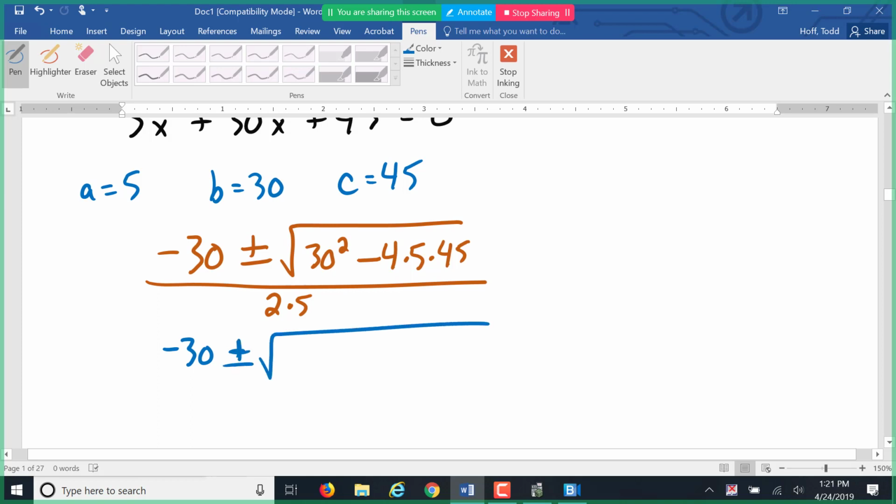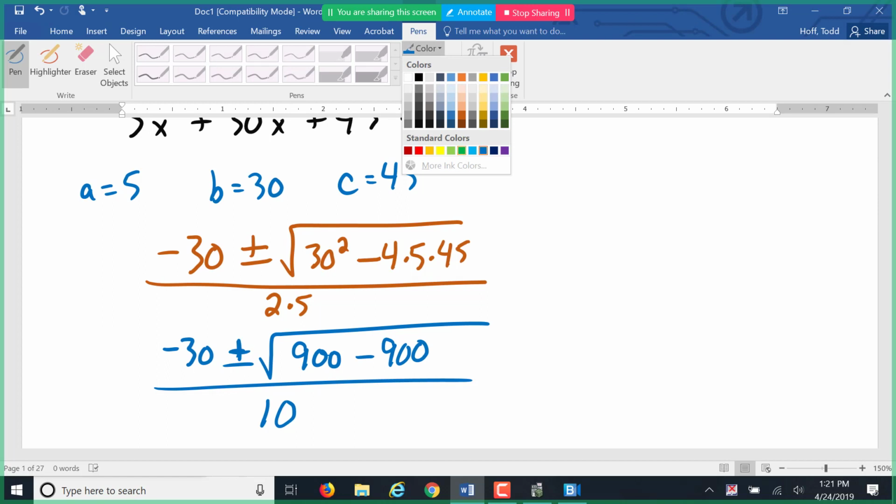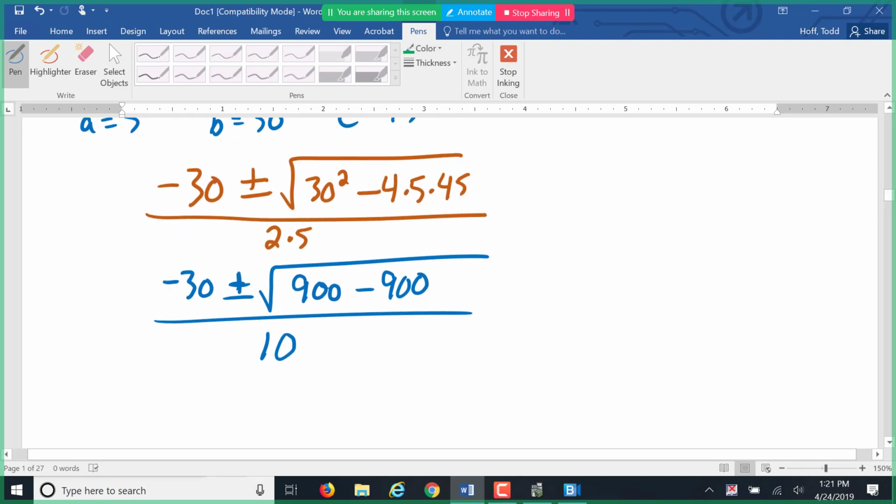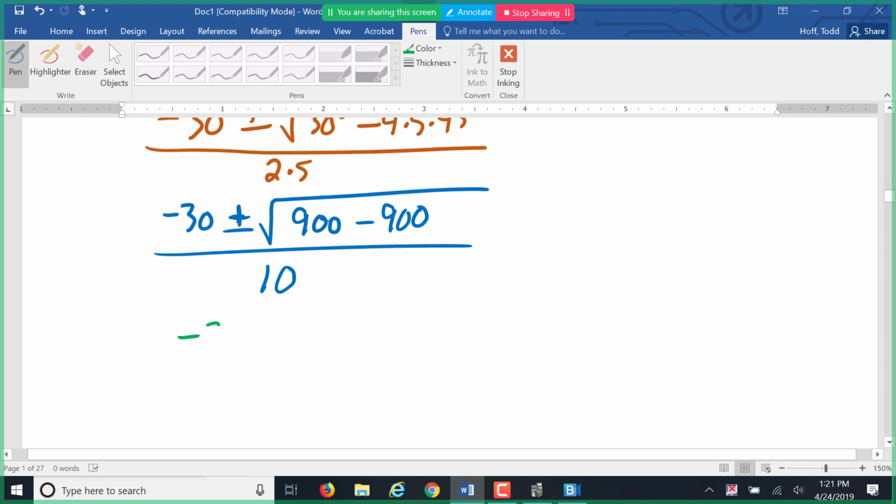So inside the square root, we have to do the 30 squared, which is 900. And while we're at it, we're going to do the 4 times 5 times 45, which is also 900. On the bottom, 2 times 5 is 10. What this means, 900 minus 900 is 0. So that means the square root of 0 is 0. This is negative 30 plus or minus 0 over 10.